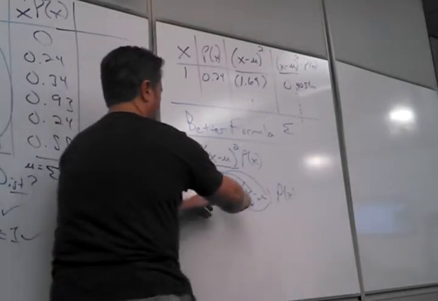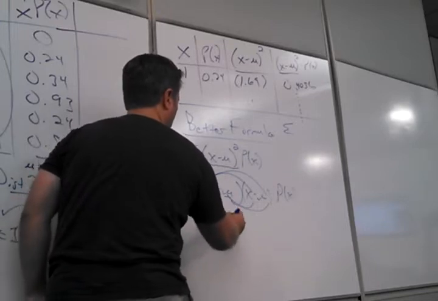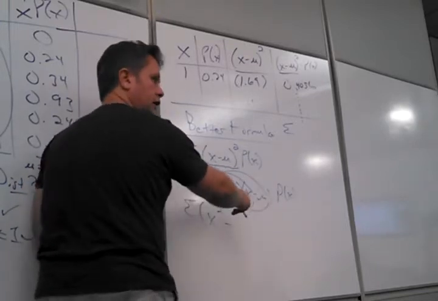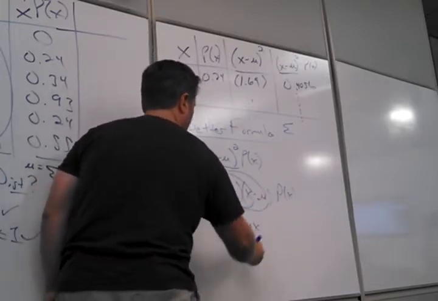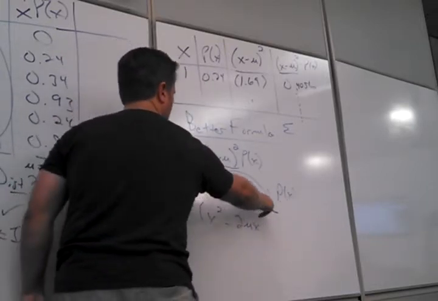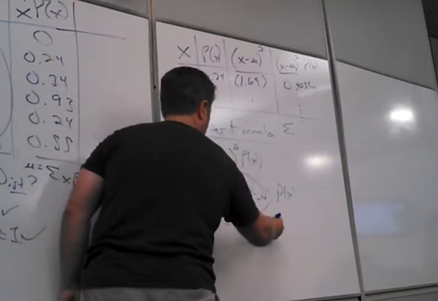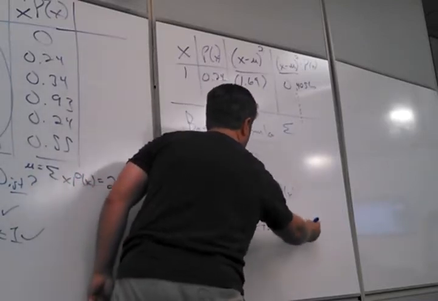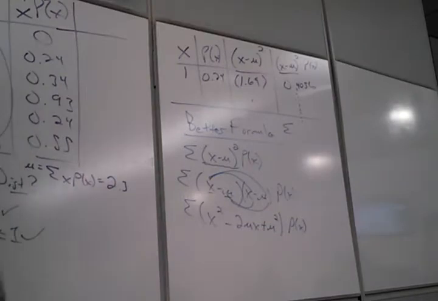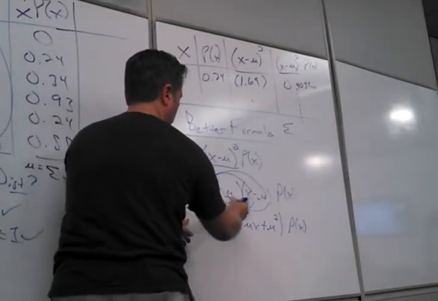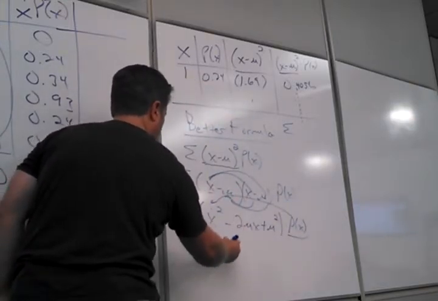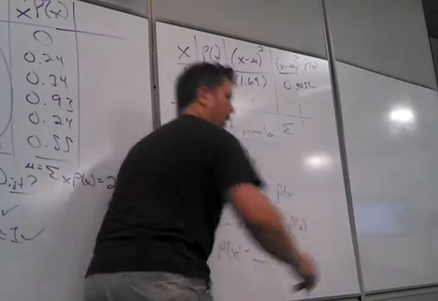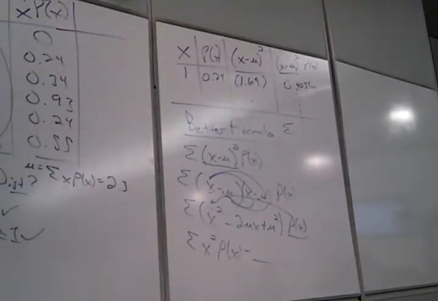Right? So you get x squared minus 2 mu x, right? 1 mu x and then another little mu. 2 mu x, so 2x. Plus mu squared times p of x. And let me just show you one more step. What would you get if you distributed this p of x in? Sum of x squared p of x, right? Minus other stuff. You with me?